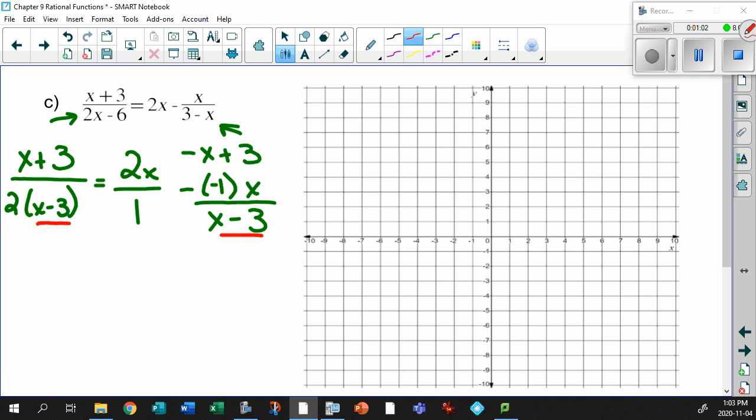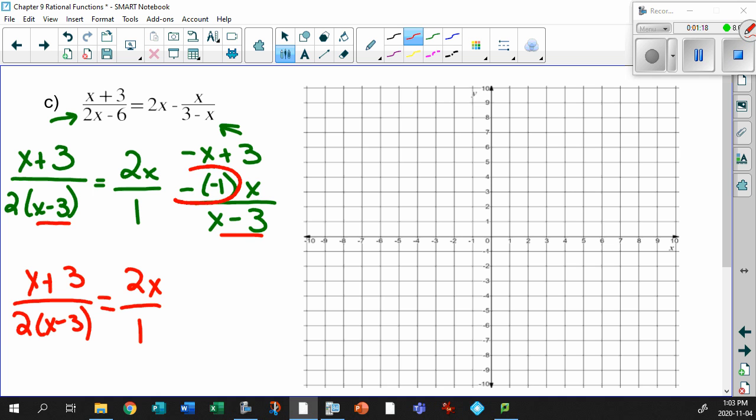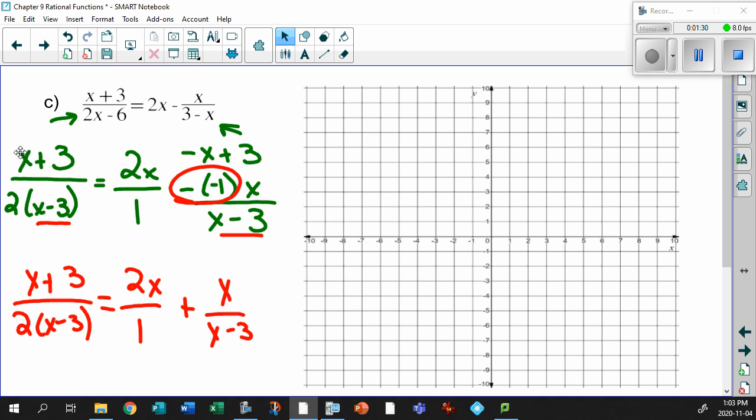Aha. So, check this out. This guy still is okay. There's our x minus 3. Perfect. That equals 2, there's my 2x. I know it's going to be irrational, so I'm going to make it rational by putting it over 1. But isn't this minus minus thing cool? That actually makes this a plus. This now becomes a plus x over x minus 3. Well, look how much I cleaned that guy up.